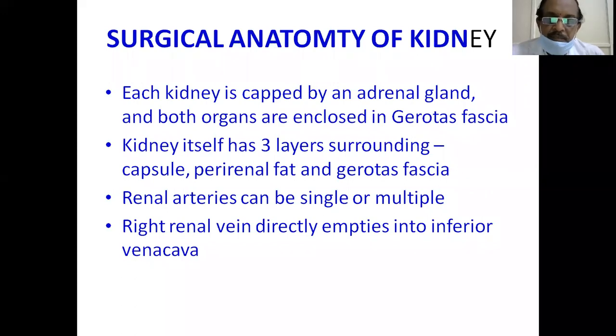Renal arteries, again you have to remember, can be single or multiple, because when you are planning for surgery on the kidney, you have to keep in mind that there could be multiple renal arteries. Renal vein: the right renal vein directly empties into the inferior vena cava. This is another thing you have to remember about the kidney anatomy.